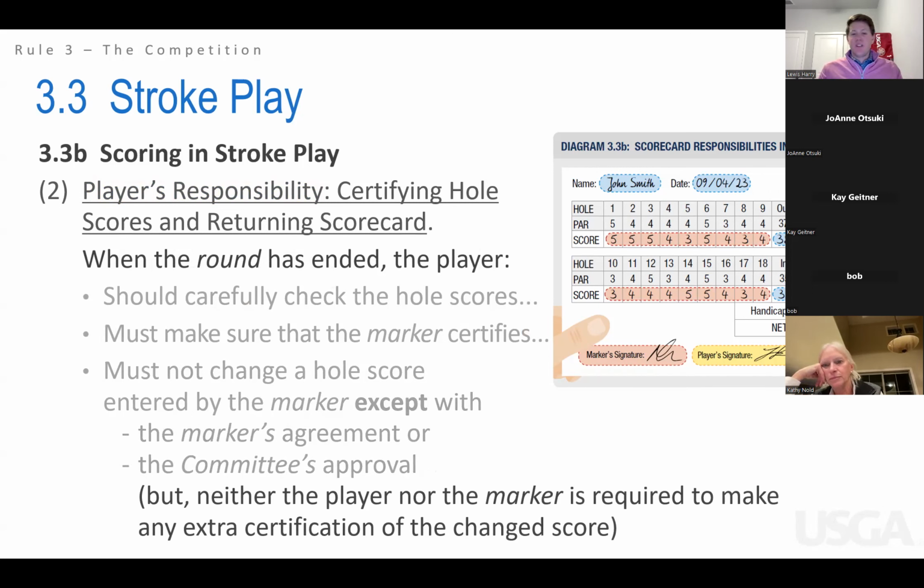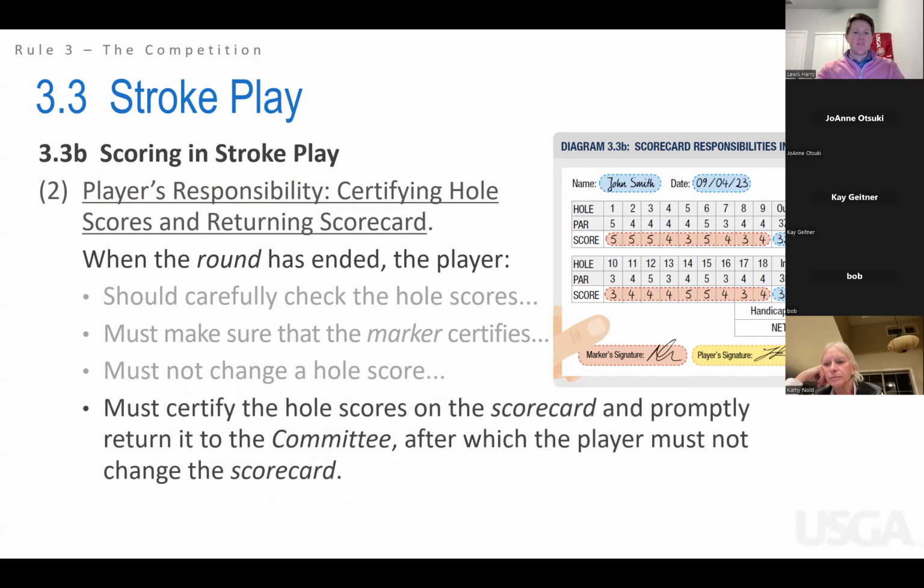When we do that, though, we don't need extra certification of the scorecard. We don't need that extra little initial next to the score or another signature. Once we have the marker's agreement and maybe we made a mistake and we changed a hole, we just need to make that change, and that's all good. We don't need extra certification there.